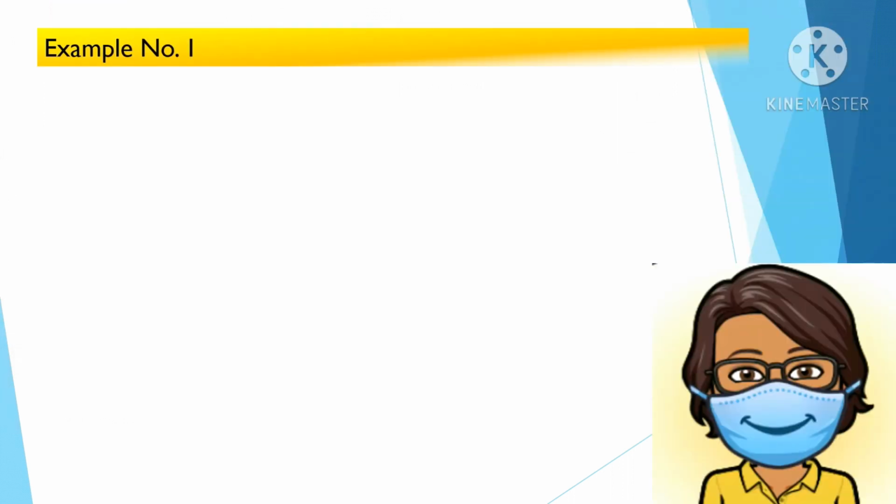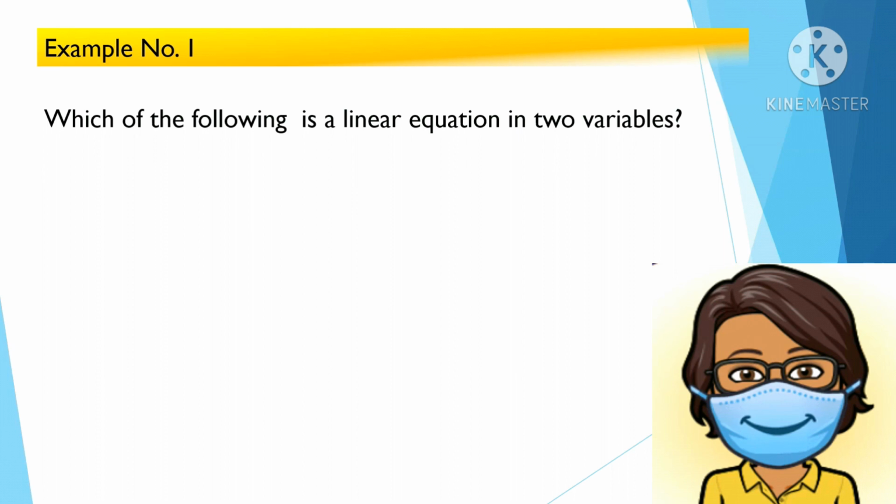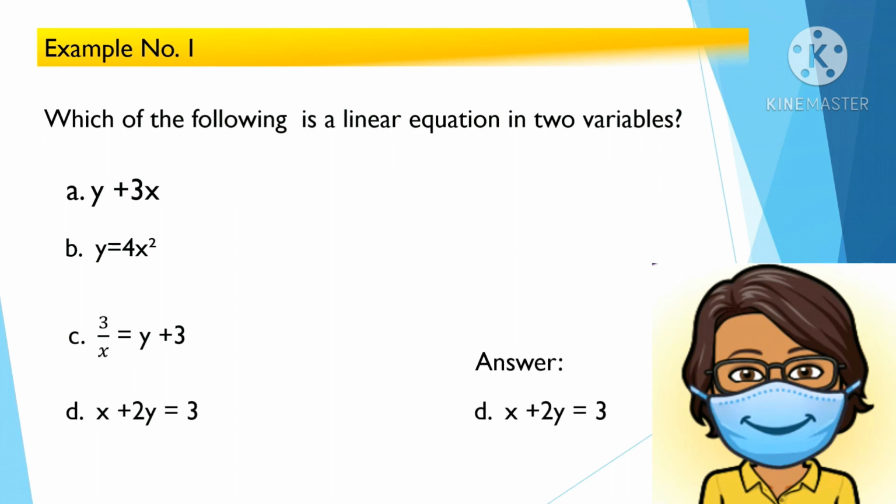Let's have this example. Which of the following is a linear equation in two variables? Letter A, y plus 3x. B, y equals 4x squared. C, 3 over x equals y plus 3. And D, x plus 2y equals 3. Remembering the conditions, what will be your answer? If your answer is D, x plus 2y equals 3, then you're correct.